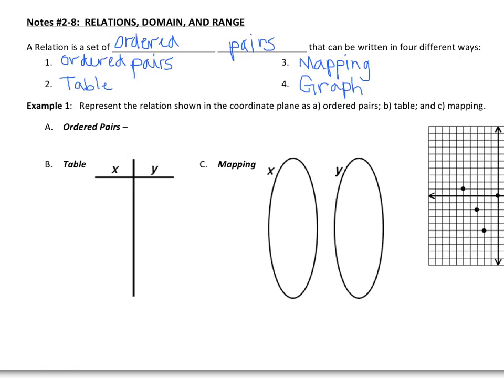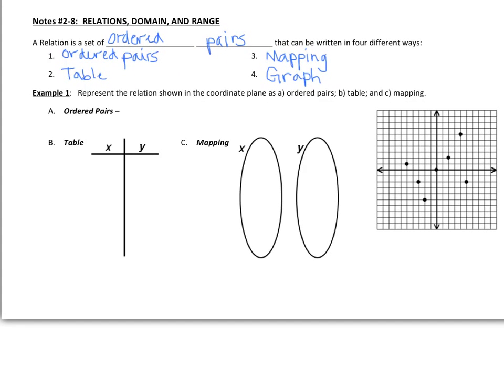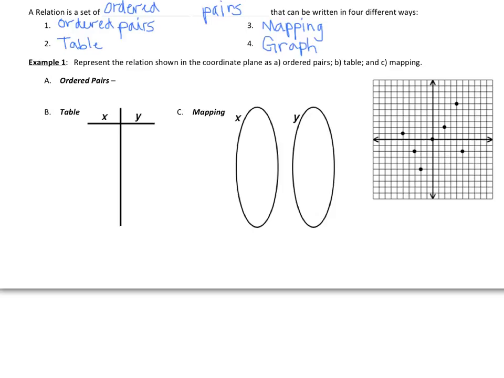Alright, so let's look at an example. We're going to represent the relation that is shown in the coordinate plane as ordered pairs, then we're going to do a table, and then we're going to do a mapping. Okay, so first off we need to write these ordered pairs, and I'm just going to go from left to right. So if you look at this point right here, you always want to write the x value first.